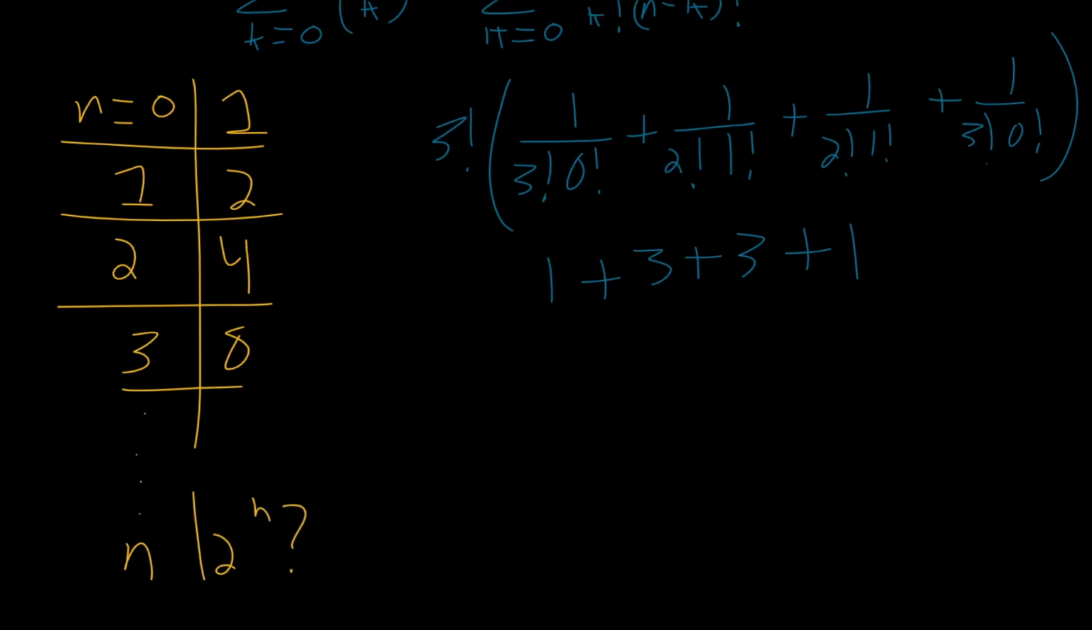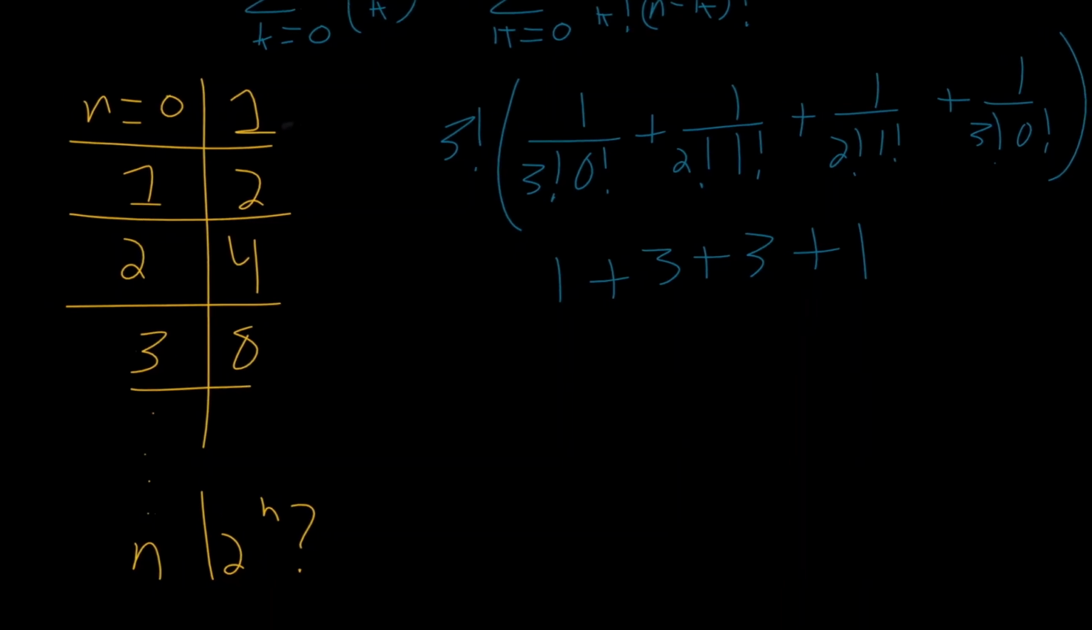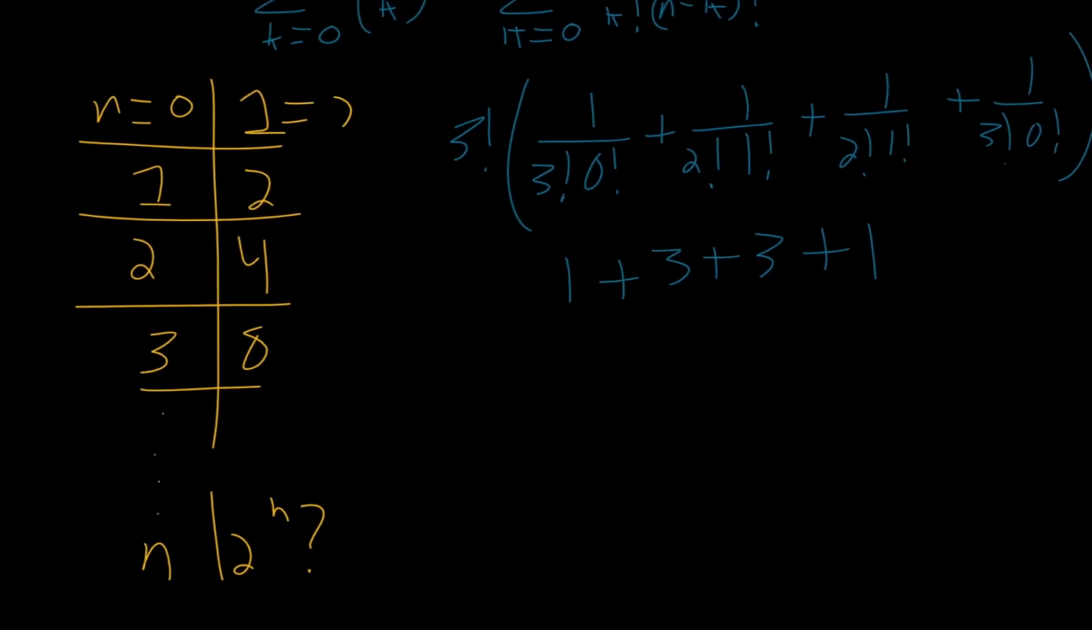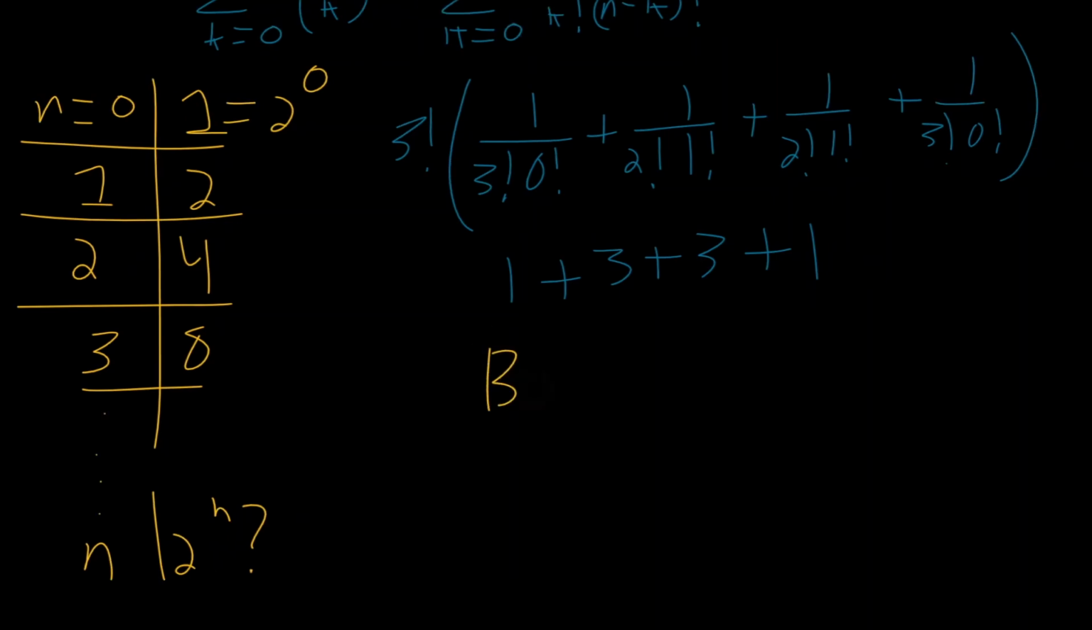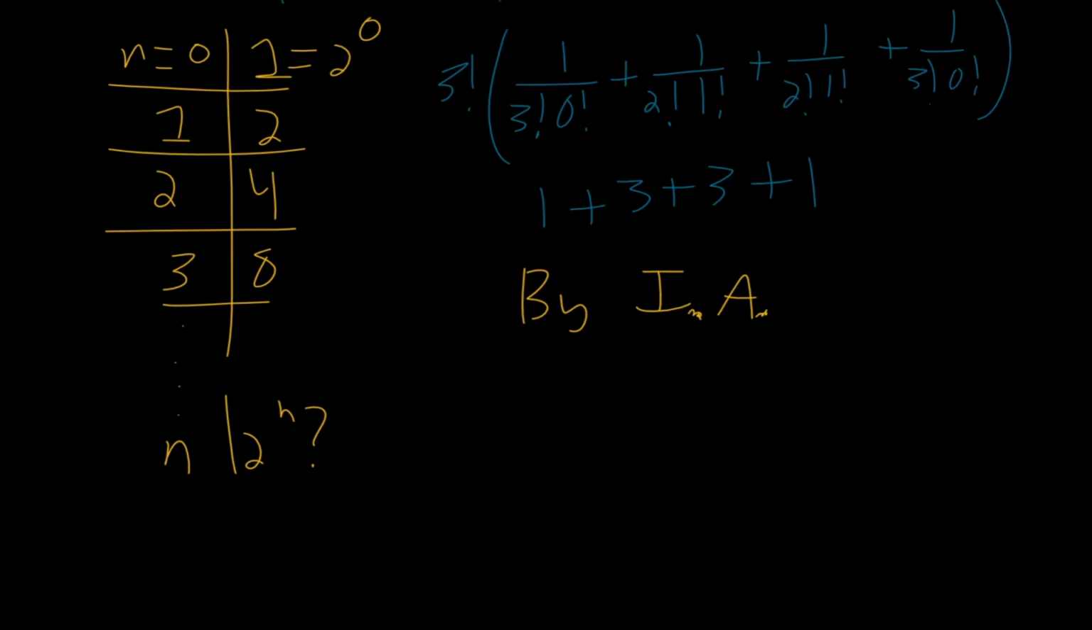So we're going to do this by induction, and we've already done the base case, right? You know, n equals 0 is 1, right? So that's already proven, because 2 to the 0 equals 2 to the 0. So we've done the base case. By inductive assumption, I don't want to write all that out, because that would be kind of a waste of our time. We're saying that the sum from k equals 0 to n of n choose k is equal to 2 to the n.